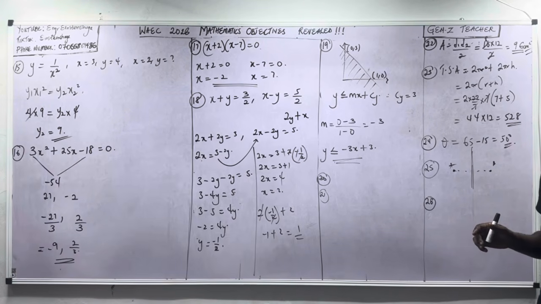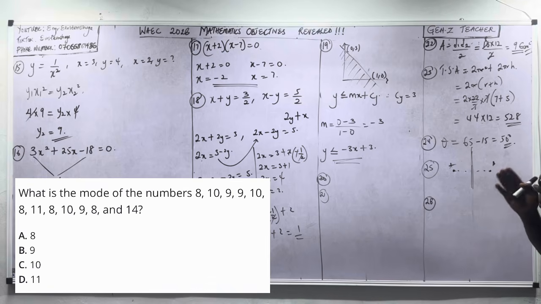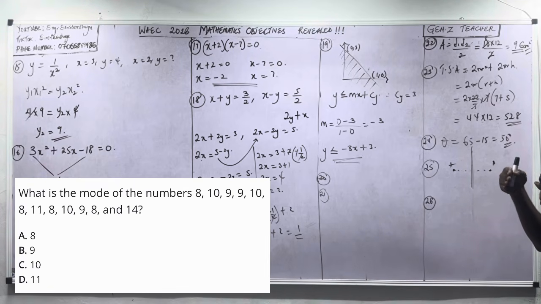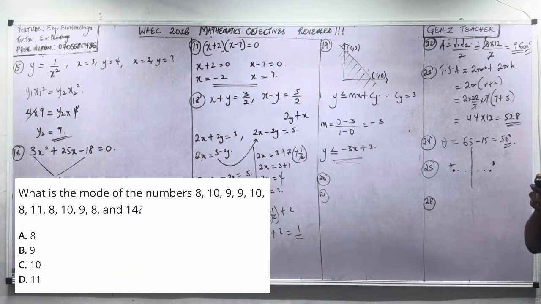Number 26, what is the mode of the numbers? We have 8, 10, 9, 9, 10 again, 8, 11, 8, 10, 9, 8. I think 8 appeared more. We have 8 appearing 1, 2, 3, 4 times, 9 appearing 3 times. Okay, so 8 should be the mode, option A.